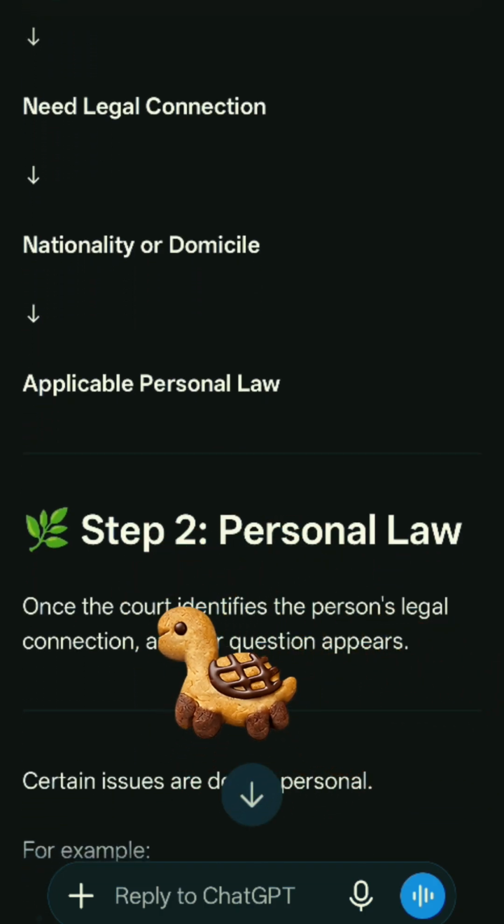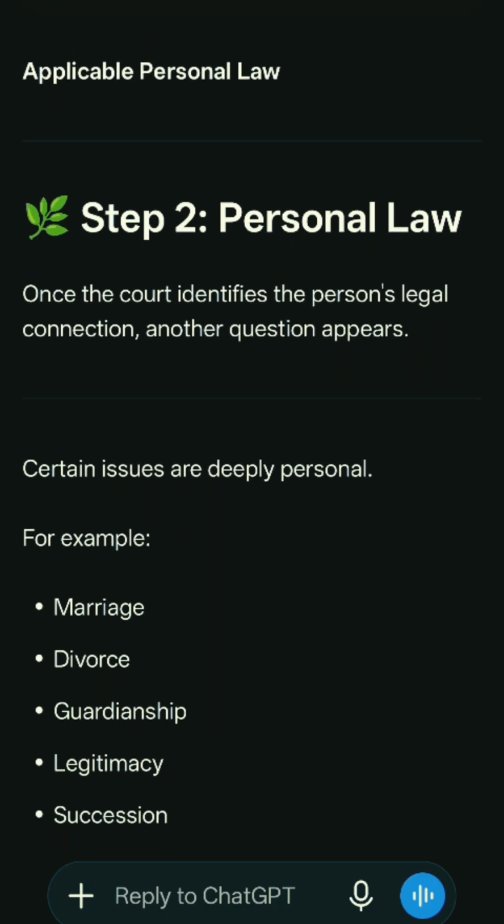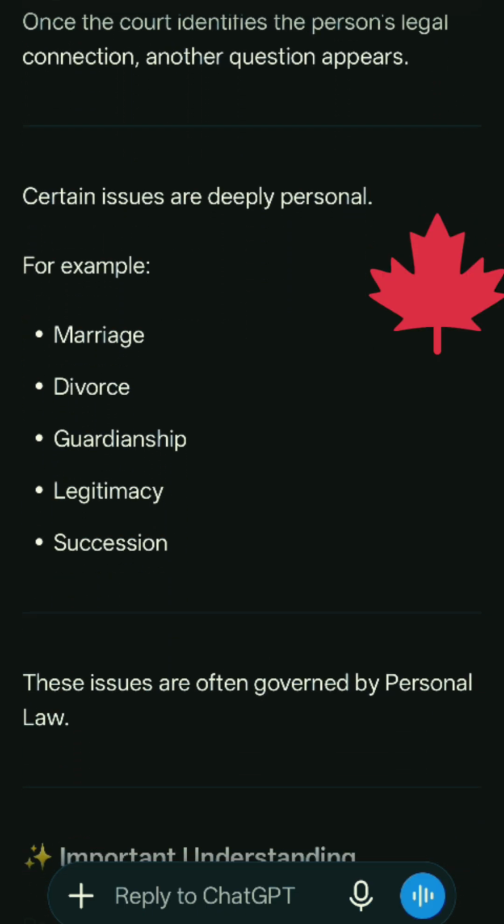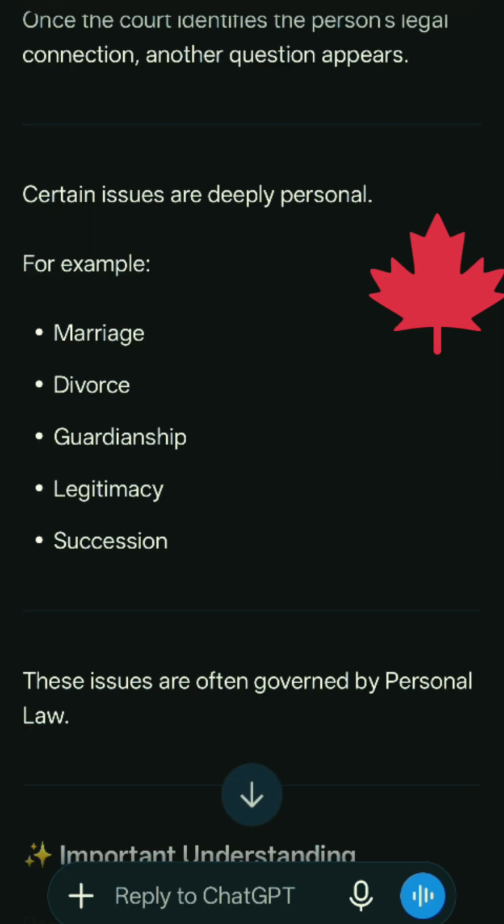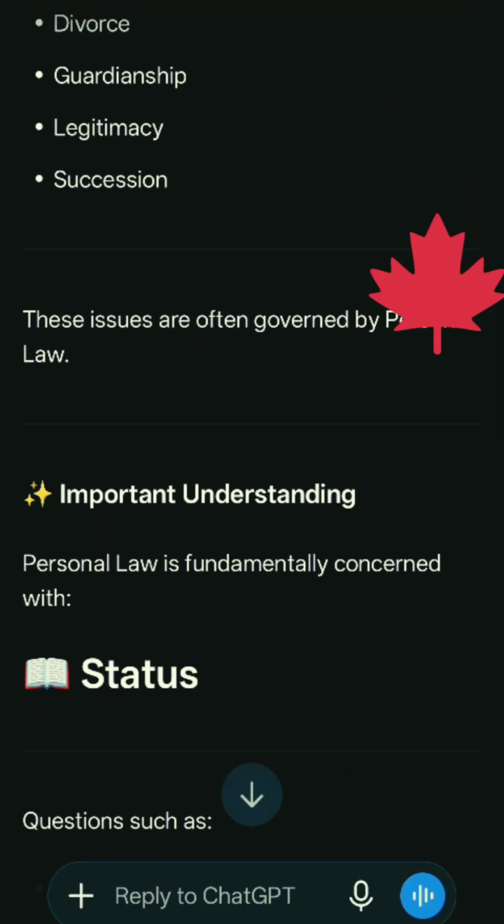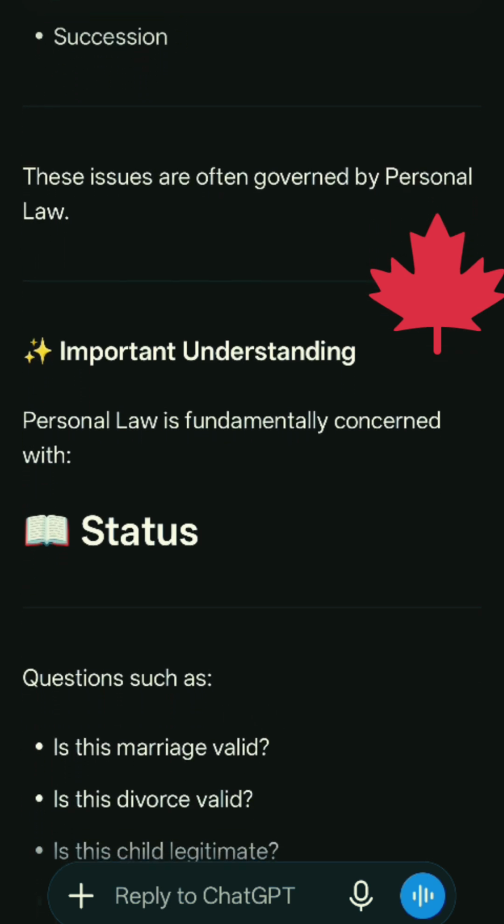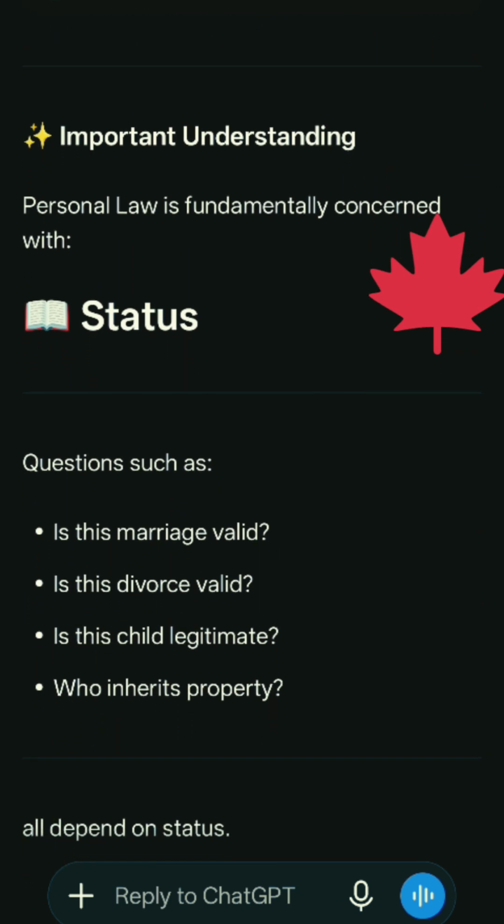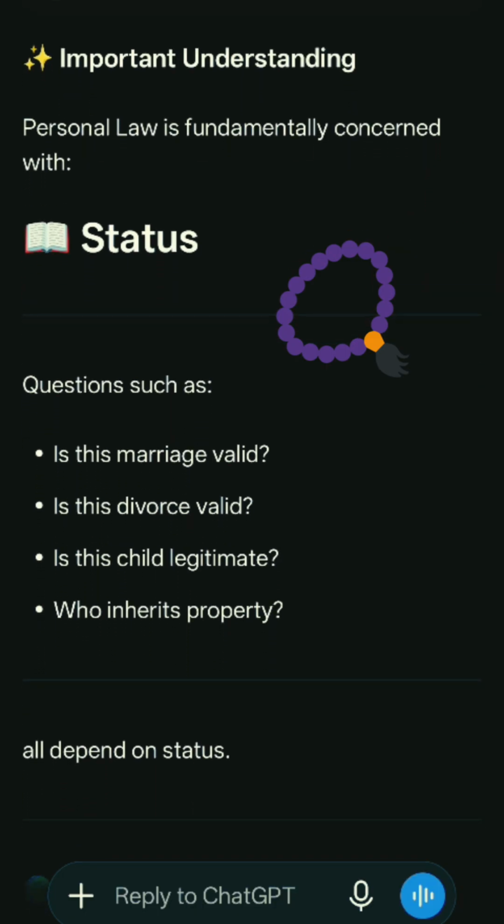Step 2, personal law. Once the court identifies the person's legal connection, another question appears. Certain issues are deeply personal. For example, marriage, divorce, guardianship, legitimacy, succession. These issues are often governed by personal law. Important understanding. Personal law is fundamentally concerned with status.